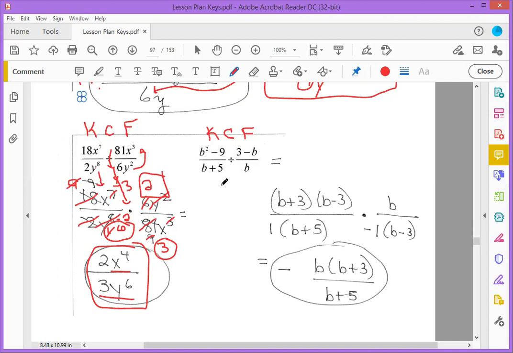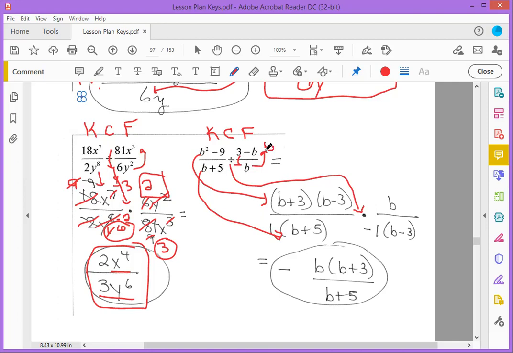So we're keeping the first fraction the same, b squared minus 9. This is a difference of perfect squares, so we just factored that numerator as b plus 3 and b minus 3, our a and b term. The denominator stayed the same, b plus 5. From there, we change our operation from division to multiplication, and then we flip the second fraction. So that b moves to the numerator, and in the denominator we have 3 minus b, but we reordered this to write in standard form.